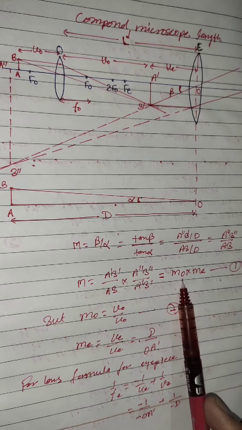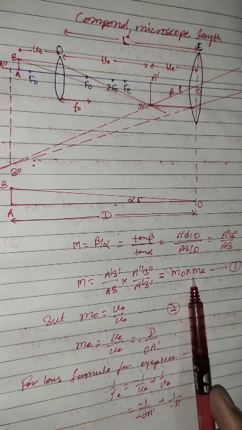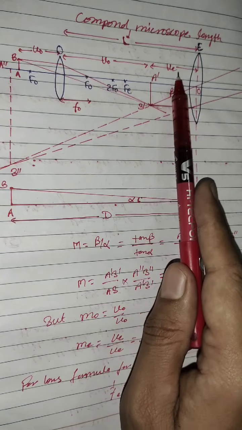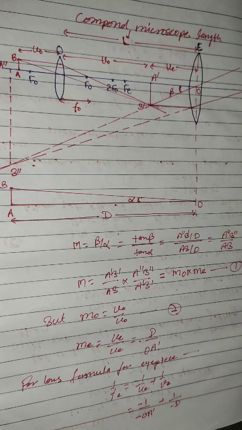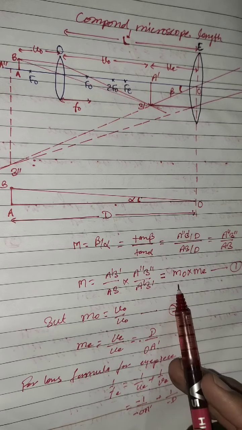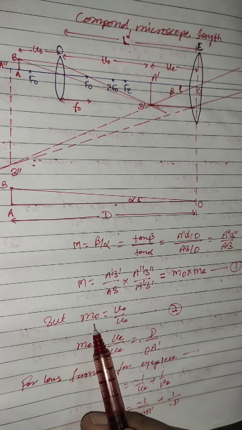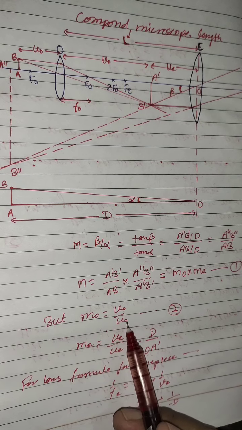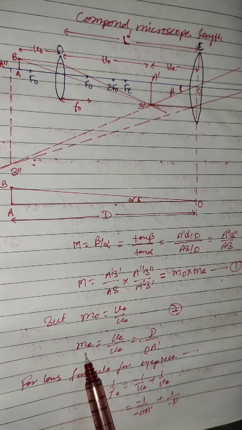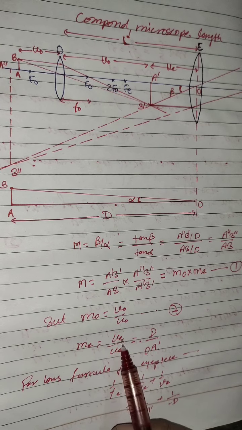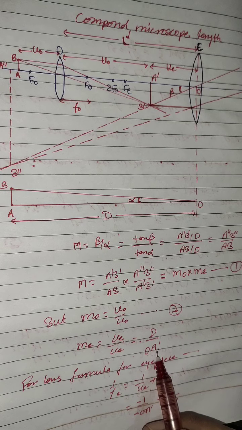Now we have to get the value of magnification, mo and me, in terms of known values v0, u0, ue and fe. So let's find these values, meaning magnification produced by the objective and the eyepiece in terms of ue, ve, fe, and the least distance of distinct vision d. If we do the same thing, then we can write magnification produced by the objective is equal to v0 upon u0, and magnification produced by the eyepiece is ve upon ue. Here ve is equal to d, while ue is equal to oa dash.